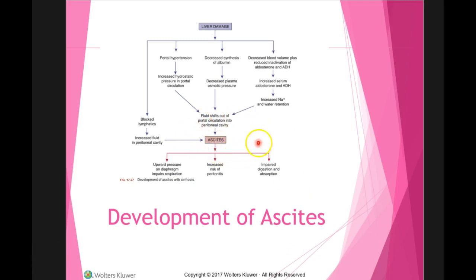So as this fluid accumulates in the peritoneum, it pushes up on the diaphragm, and this impairs respirations. You also have all this protein-filled fluid in the abdomen, in the peritoneum, that's just floating around there. So you have an increased risk of peritonitis in the abdomen due to this fluid. It's basically like a big belly of a petri dish. And then you also have impaired digestion and absorption as a result.